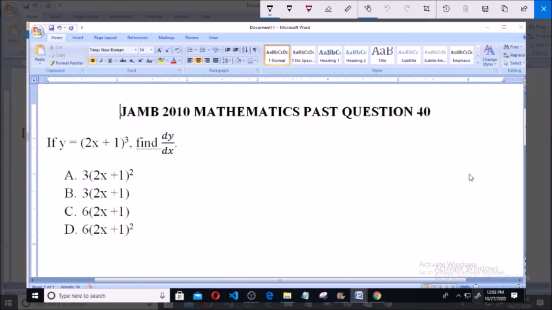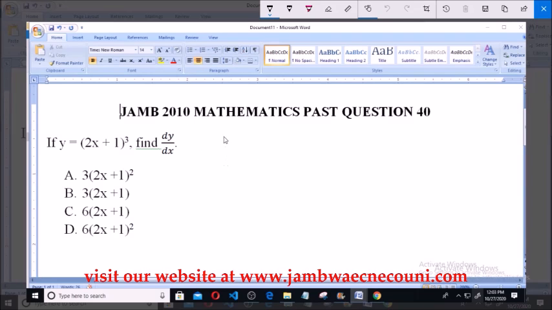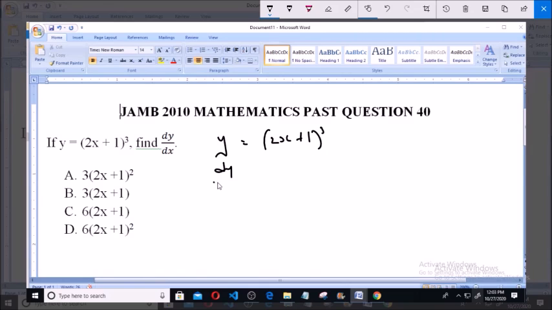I will be answering JAMB 2010 Mathematics Past Question 40. If y is equals to 2x plus 1 in brackets raised to the power of 3, find dy/dx, that is differentiate y in respect to x. Now we have y is equals to 2x plus 1 raised to the power of 3. Now dy/dx, that is differentiation of y in respect to x, will be equals to 3, that is this n, multiplied by 2x plus 1 raised to the power of 3 minus 1, multiplied by 2.